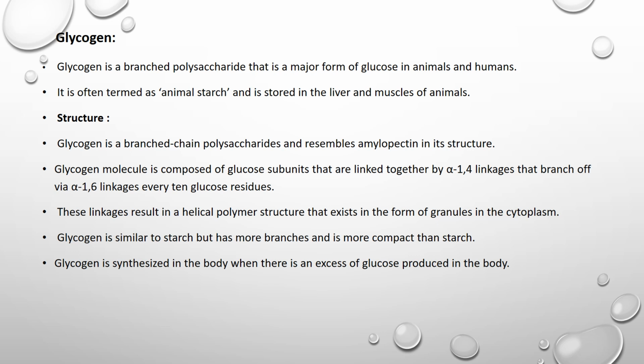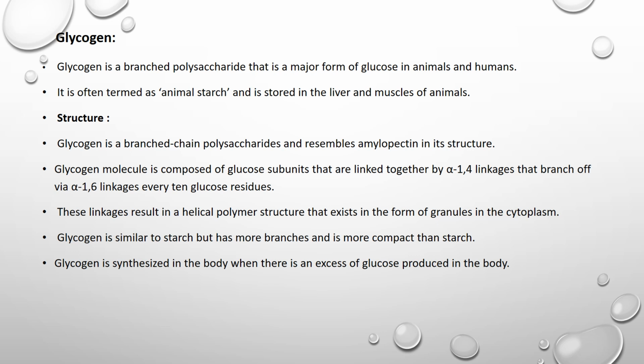Glycogen. Glycogen is a branched polysaccharide and this is the major storage form of glucose in animals and humans. It is often termed animal starch and it is stored in the liver and muscles of animals. The structure of glycogen is a branched chain polysaccharide that resembles amylopectin. The glycogen molecule is composed of alpha-1,4 and alpha-1,6 linkages, which produce a helical polymer structure, and we can see it in the form of granules in the cytoplasm.